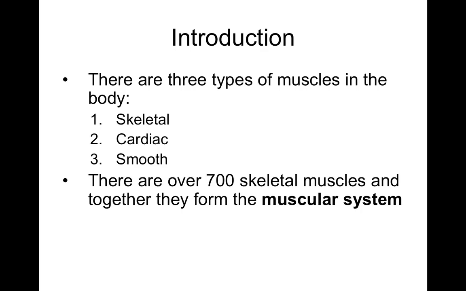So just as an introduction to skeletal muscles, or just muscle tissue in general, we got three main types of muscle tissue. We got skeletal, cardiac, and smooth. Skeletal and cardiac are striated, so microscopically they look like they have striations. Smooth muscle doesn't have striations, and in the human body there's over 700 different skeletal muscles.